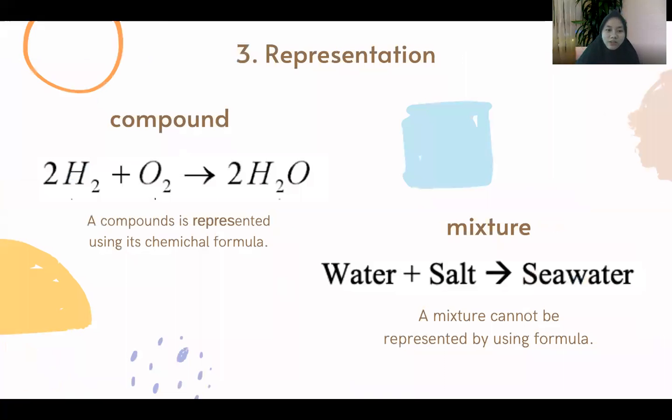For the representation of compound and mixture, a compound is represented using a chemical formula, but a mixture cannot be represented using a formula. For example, we have water, and the representation of water is H2O, but seawater cannot be represented using a chemical formula. It's just seawater.